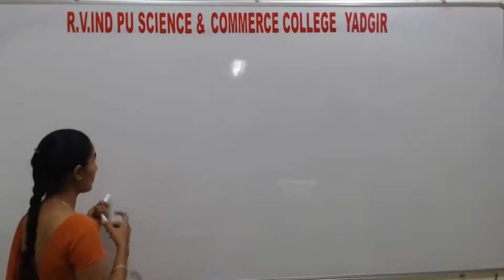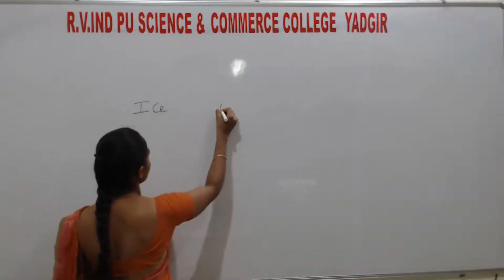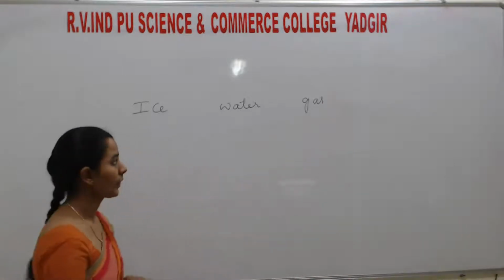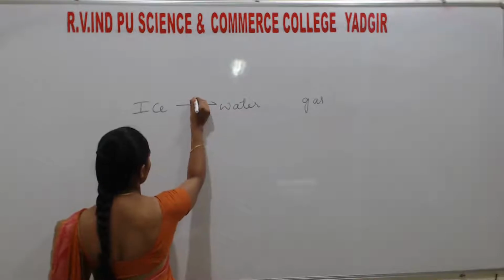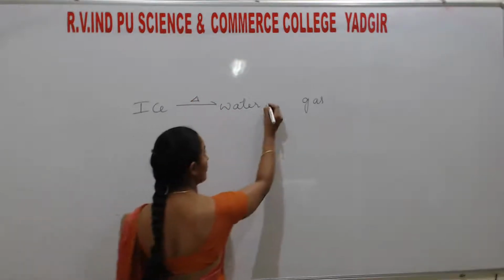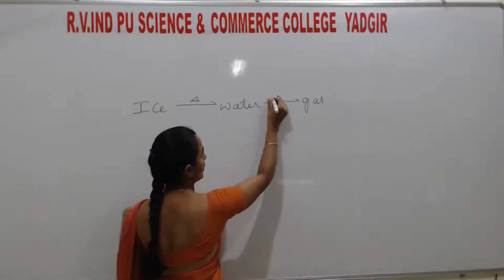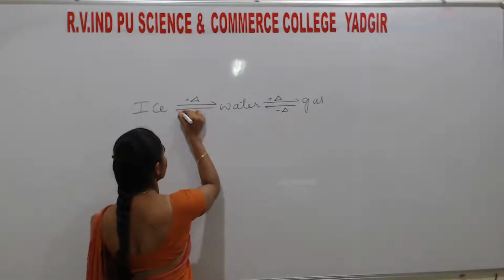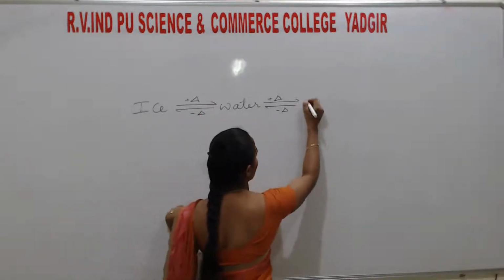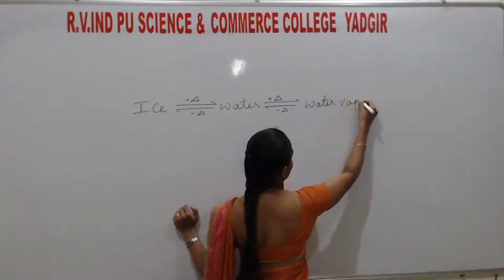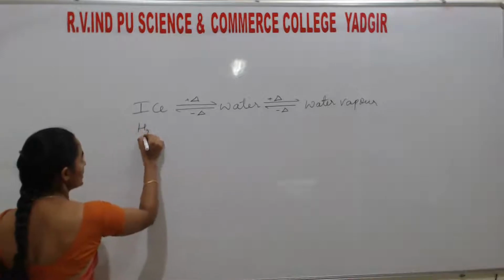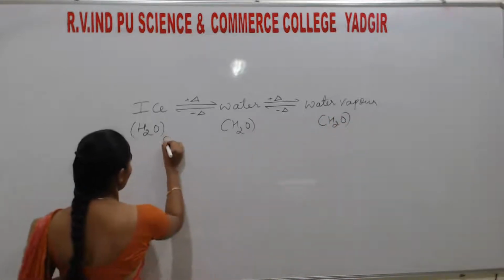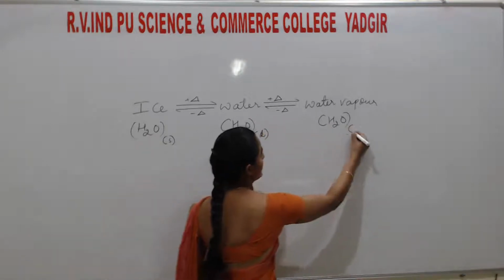For example, students, I will take an example of ice here. Here ice, here water, here gas. When ice is heated, it is converted into water. When this water is heated, it is converted to gas. When heat is removed, when cooling takes place, then gas changes back. This one is water vapor. The molecular formula for ice is the same, water is the same, and water vapor is the same. The only change is that it is solid state, liquid state, and gaseous state.